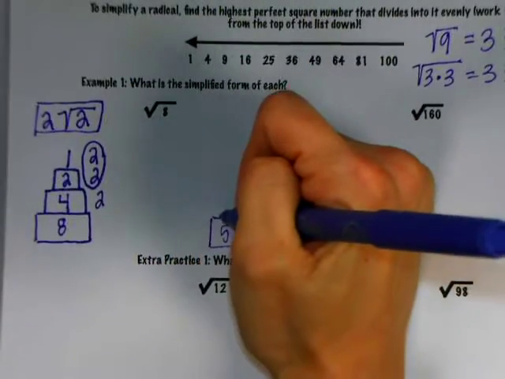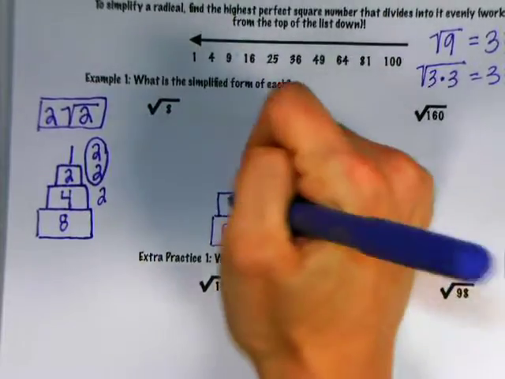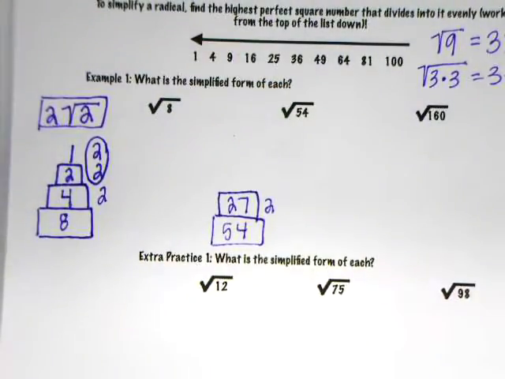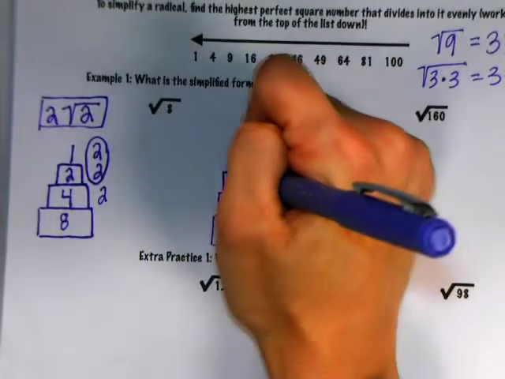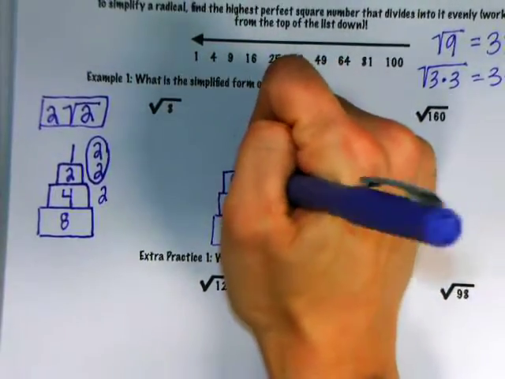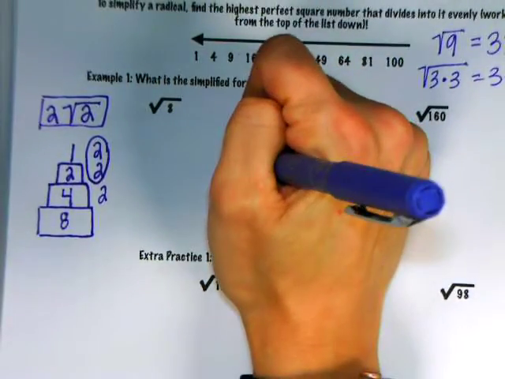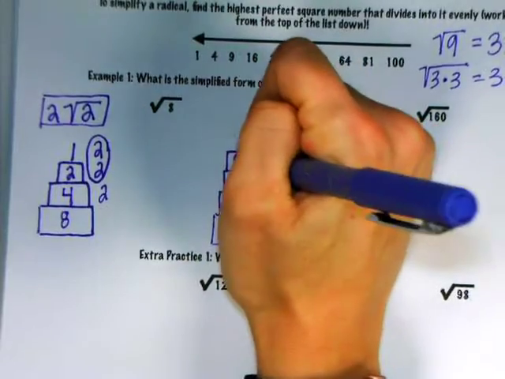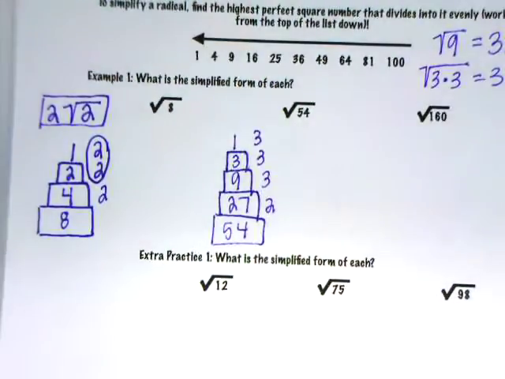Okay, is 54 divisible by 2? Yeah, what do you get? All right, is that divisible by 2? Nope, what about 3? Yep, okay, so what's that going to be? 9. Okay, 9 is divisible by 3 again, right? To make what? 3, and then 3 is divisible by 3 again, right? To make 1, which is the candle.